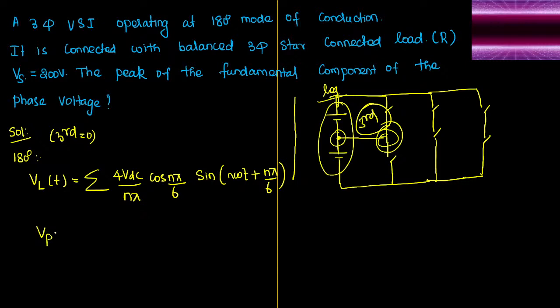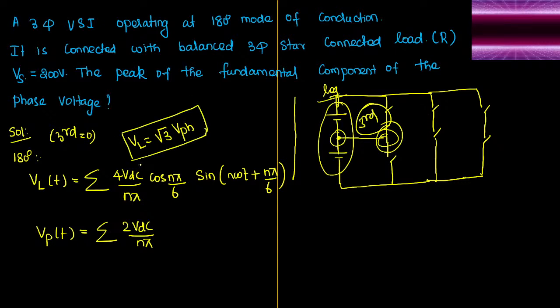Similarly, if you want to write the expression for phase voltages, how will you write? Phase voltage can be written in the same way, as 2 VDC by n pi. You know the relation between line and phase in case of star connection: line voltage equals root 3 times phase voltage. That's all, do remember this. If you know line, you can find phase; if you know phase, you can find line voltage. So it will become 2 VDC by n pi into sine n omega t. Simply, that's all.